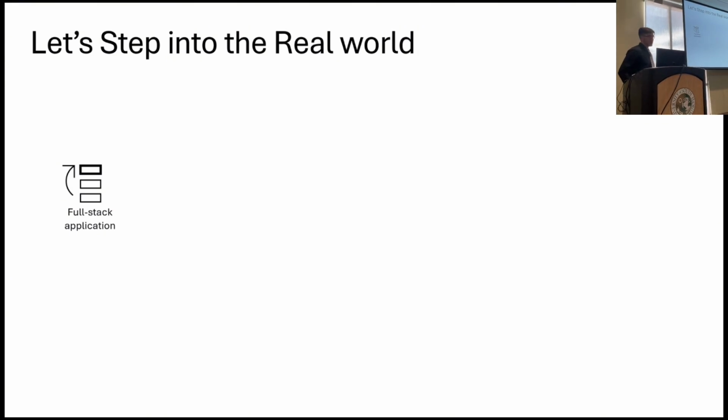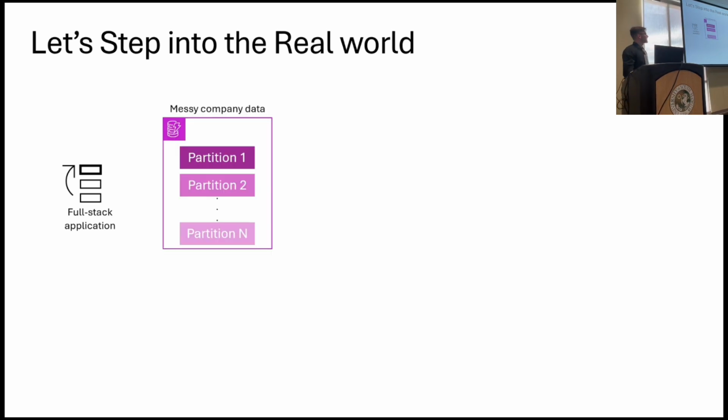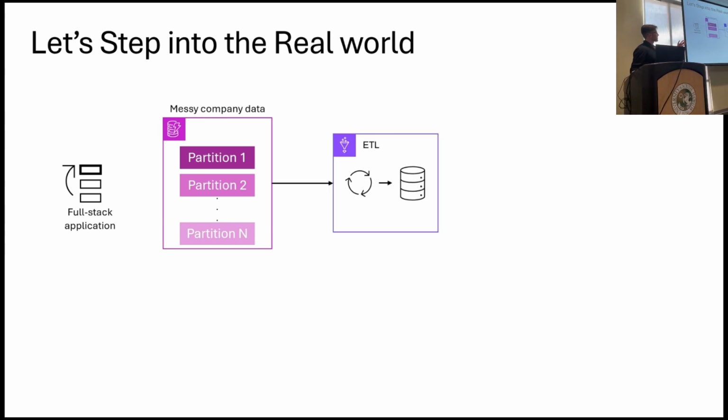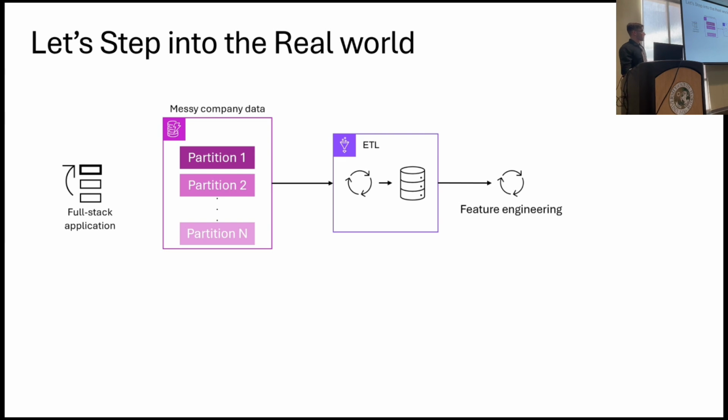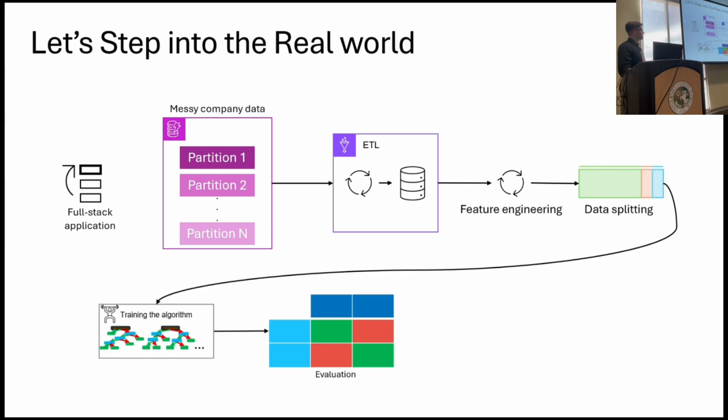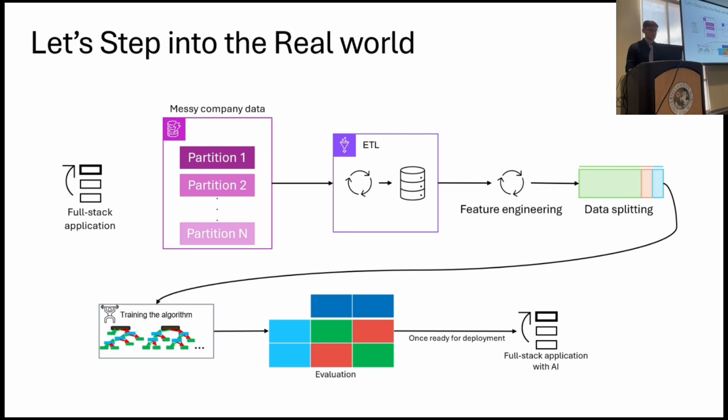to start building some machine learning model for the company. So this is going to be deployed on a full stack application, but using the company's data, it's going to be stored in DynamoDB, and it's going to have the partitioning architecture. That's all that's doing. And then we're going to extract it and transform it and load it using Glue. And then we're going to perform feature engineering. We're going to split it, train the algorithm, evaluate it, and then deploy it once we're ready. So that's exactly what we're building today.